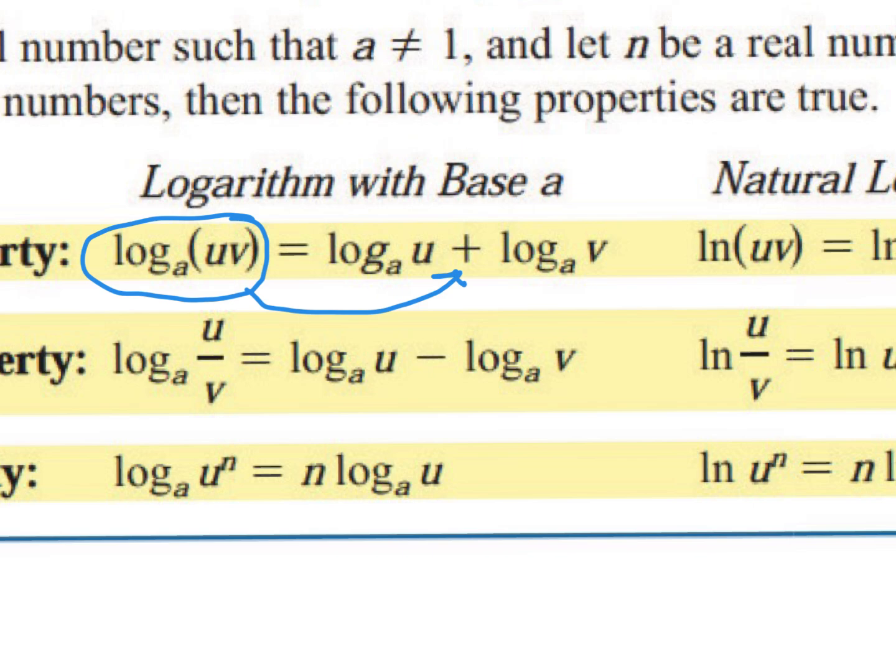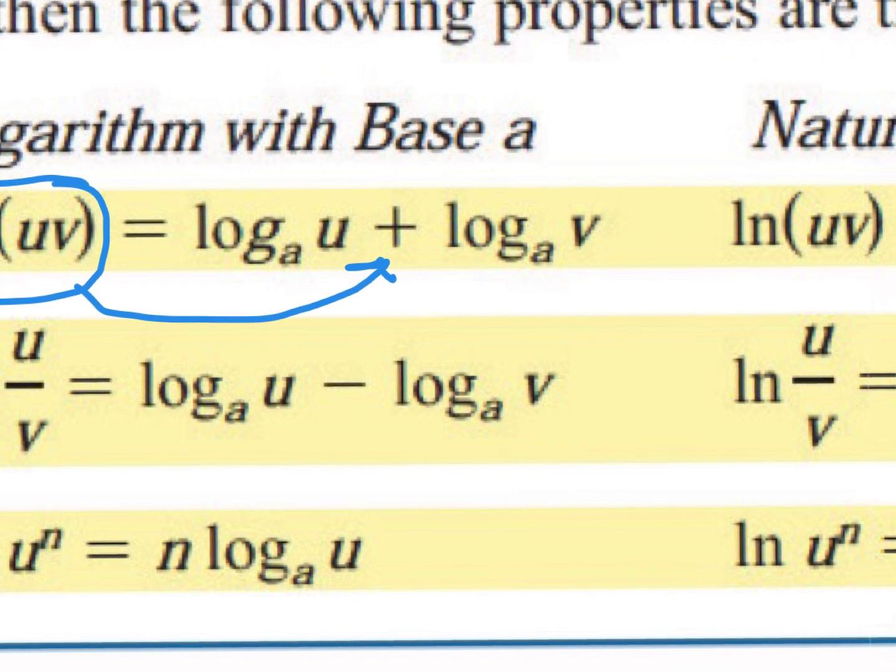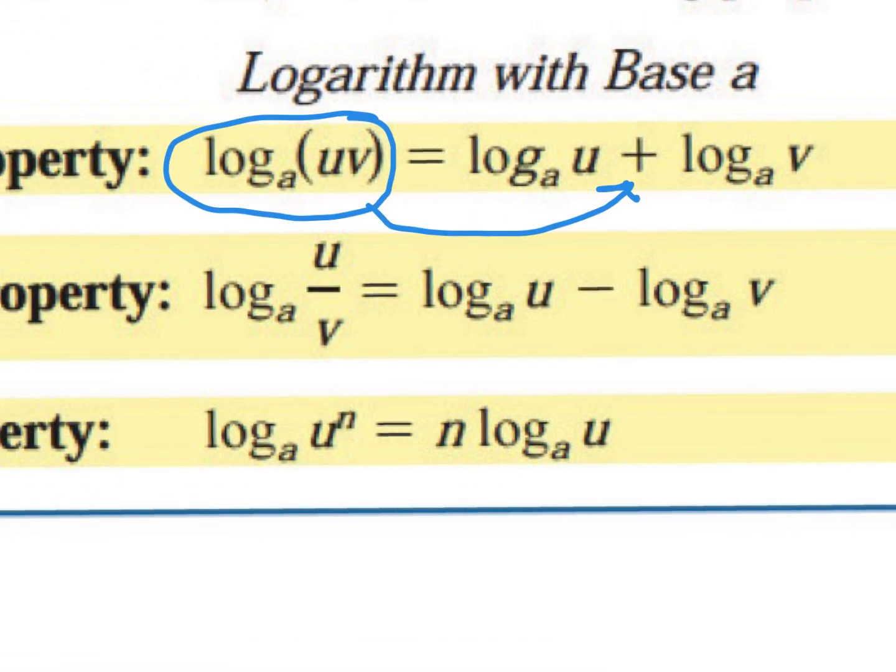So what do you think happens when you're starting off with addition and you're going to smush it together? What does your addition become? Multiplication. Okay, so let's look at the second property. And this will make a little more sense when we do a couple examples. What's going on with u and v here? Division. So if you are smushed together, dividing, when you pull it apart, what does division become? Subtraction.